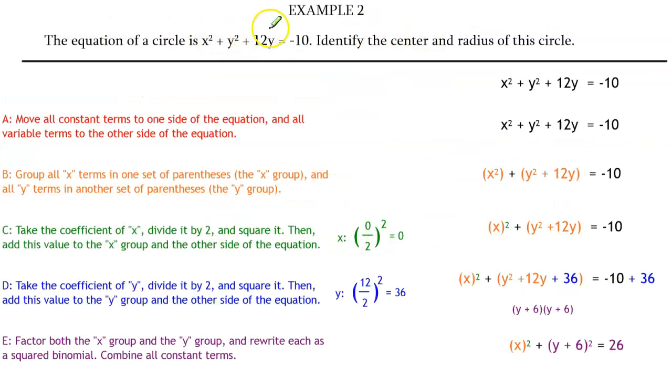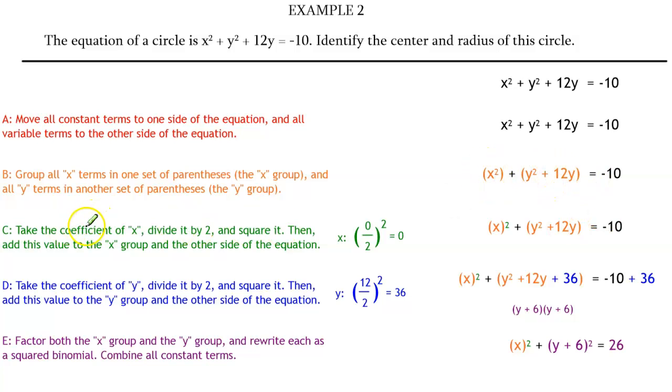In this example, it looks a little bit different. It actually has fewer terms in it. So what we're going to do is same exact method. Move all constants and all variables. Looks like all the constants are already where they're supposed to be. Group all the x terms and all the y terms. Well, there's only one x term here, and there's 2 y terms.